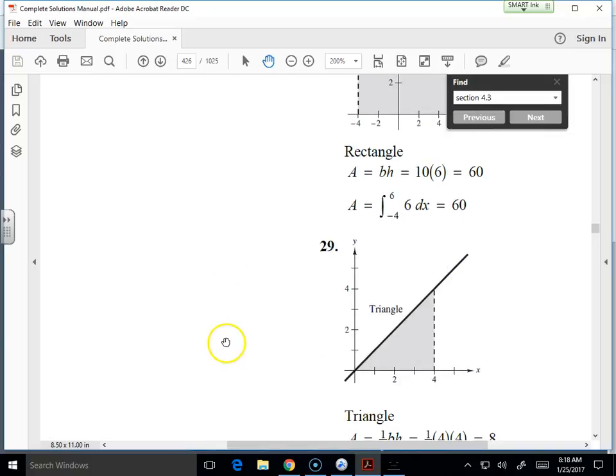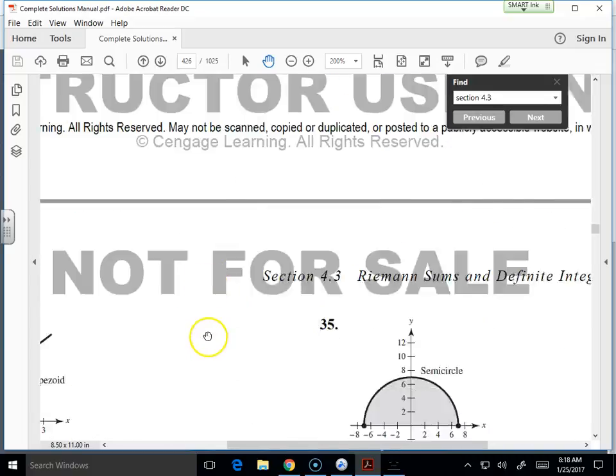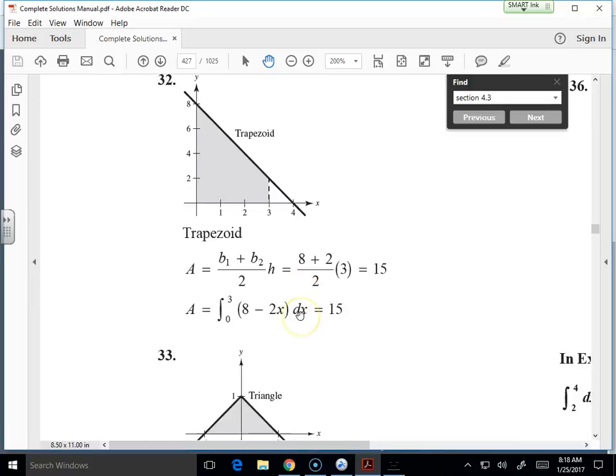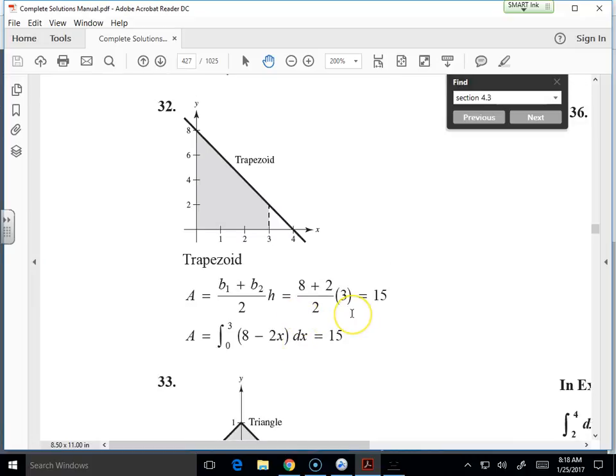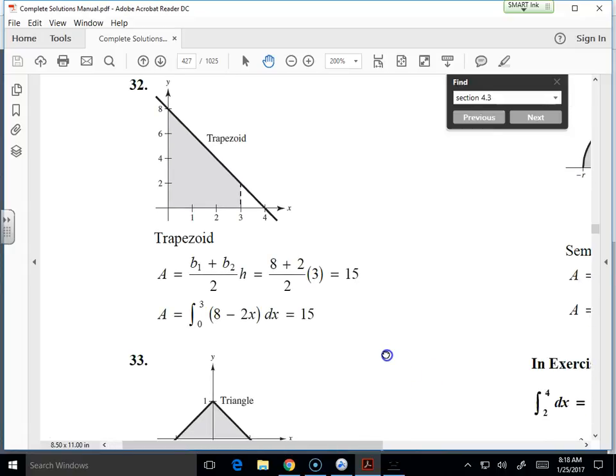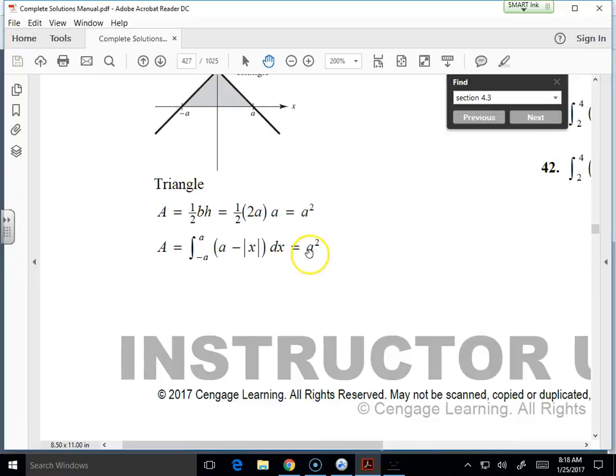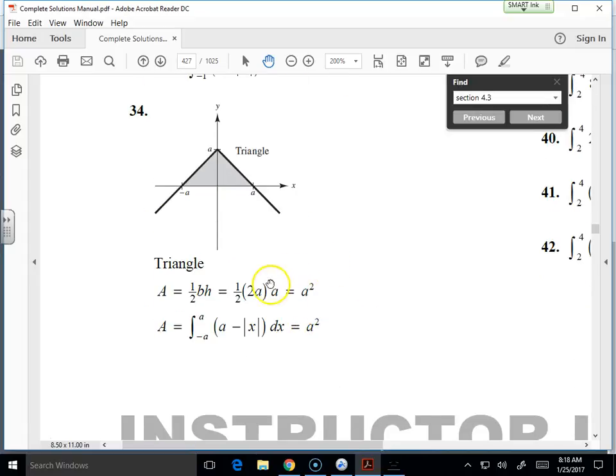Next one, 32 or 34? 32. Corey, focus. Come on, Corey. Number 32, 15. Number 34, a squared. Didn't we do this one together? Next one.